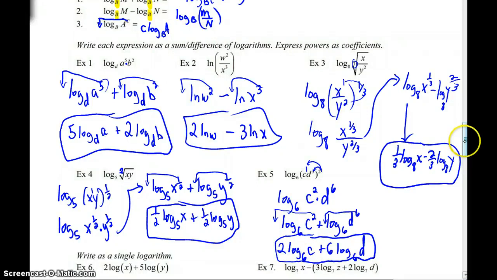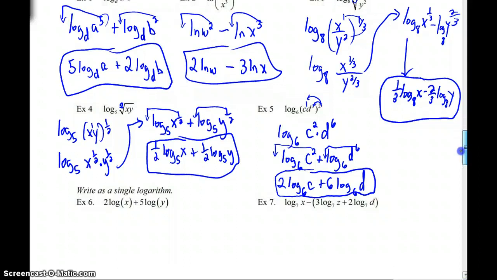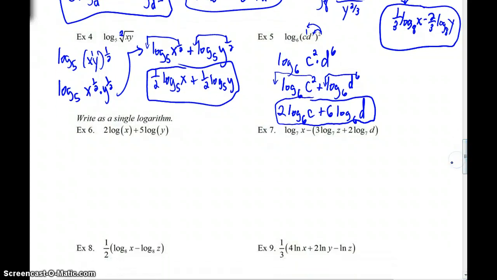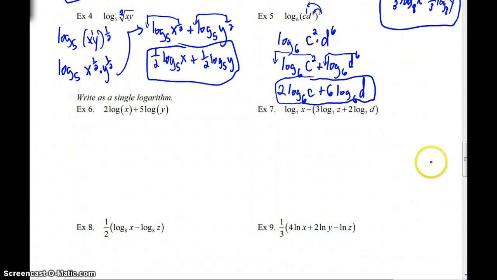Now, of course, we could also work in reverse. We could say, well, wait a minute. What if we have an addition or subtraction of logs? Could we work that out? The answer is absolutely, positively yes.